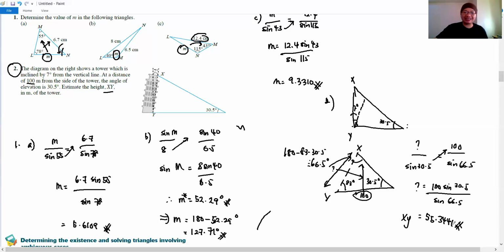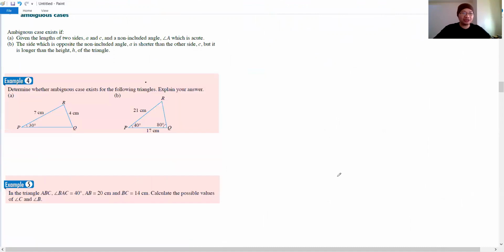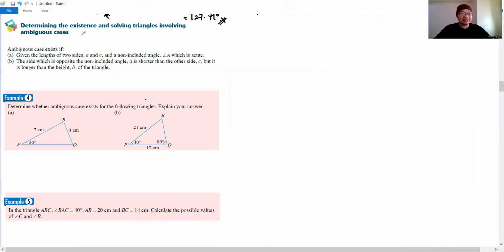Okay, guys. Hopefully you understand. Next, move to the next topic, still in the topic of sine rule. The next topic is very important: determine the existence and solve the triangle involving the ambiguous case.